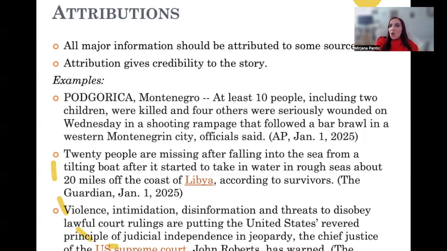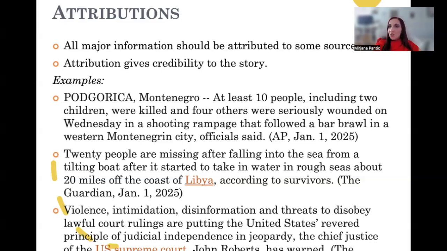But also, you want to make sure that your readers understand how credible you are as a journalist. So you're not just saying things, but you were actually there collecting information, and then that information that you collected, you're attributing to your sources. All major information should be attributed to some source. Attribution gives credibility to the story. Let's take a look at these examples.